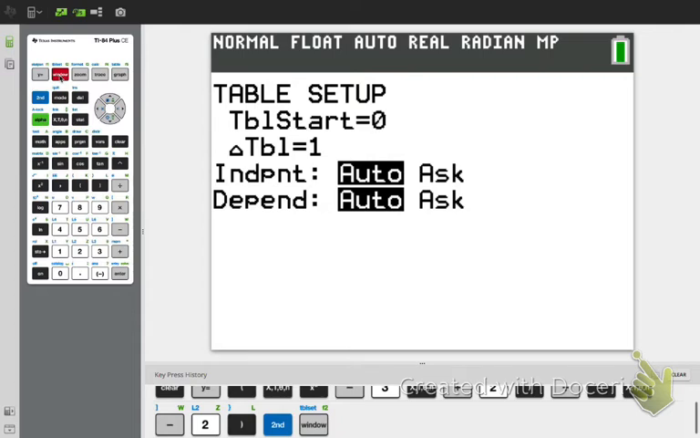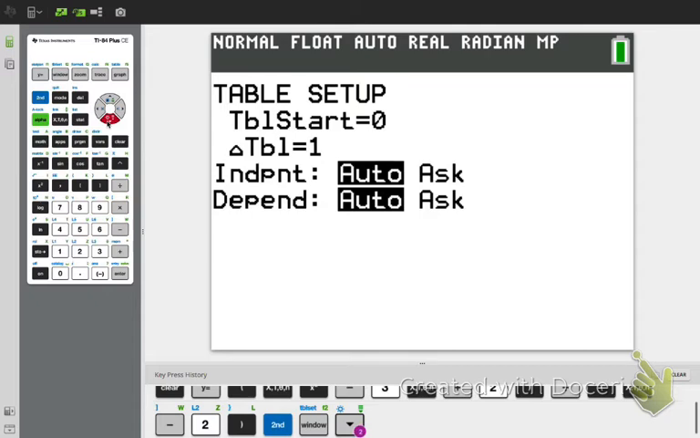Right now this table is starting at 0. The change, delta means change, right? Yeah. The change in the x's would be 1, and it would spit out a table for you. But we don't want all that, and we definitely don't want our increments to go by 1, do we? Because the values were 1.75, 1.9, 1.99. We don't want that. So we want to go down, so arrow down to your input.